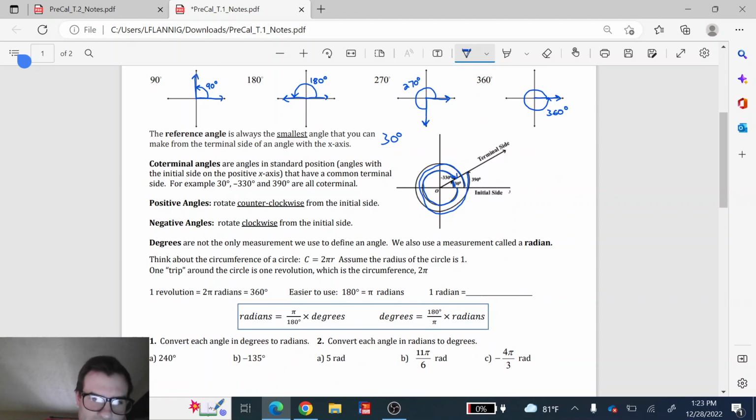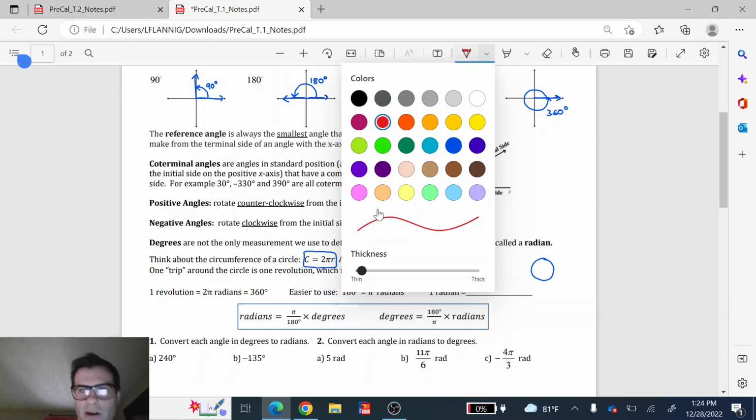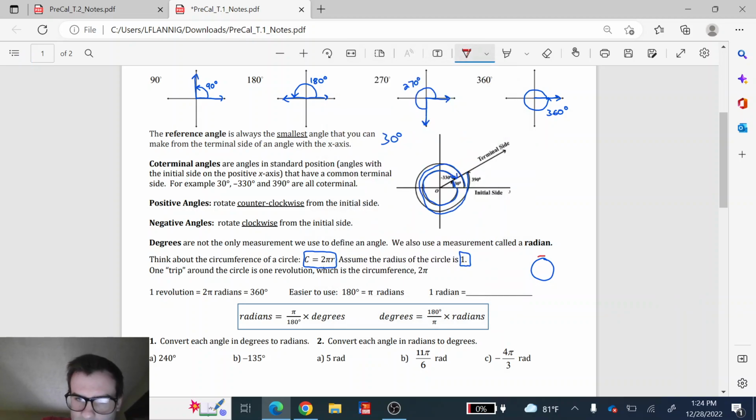This is C, circumference, equals 2 pi r. And then always we're going to assume the radius of our circle is 1 for now, unless told otherwise. One trip around the circle is 1 revolution, which is the circumference of 2 pi. So if I have a circle and I do a full lap around, like if I'm a runner running around this track that's shaped in a circle, I'm going to travel 2 pi around that circle.